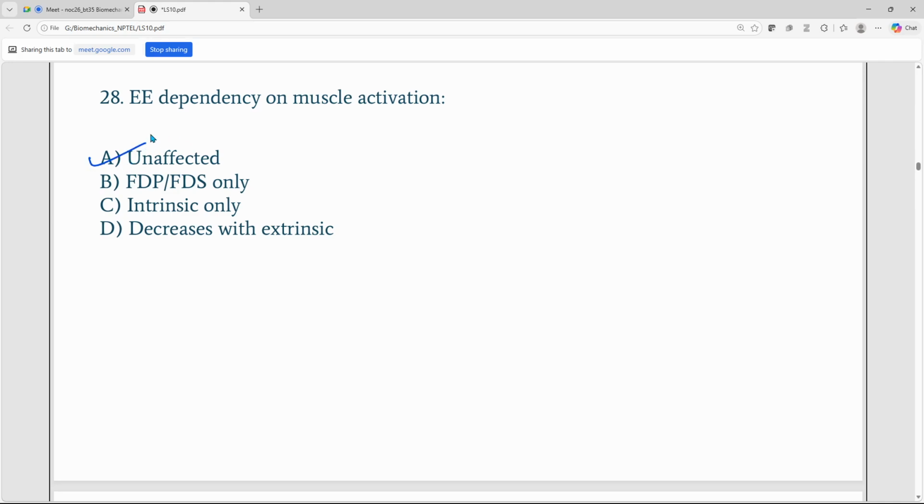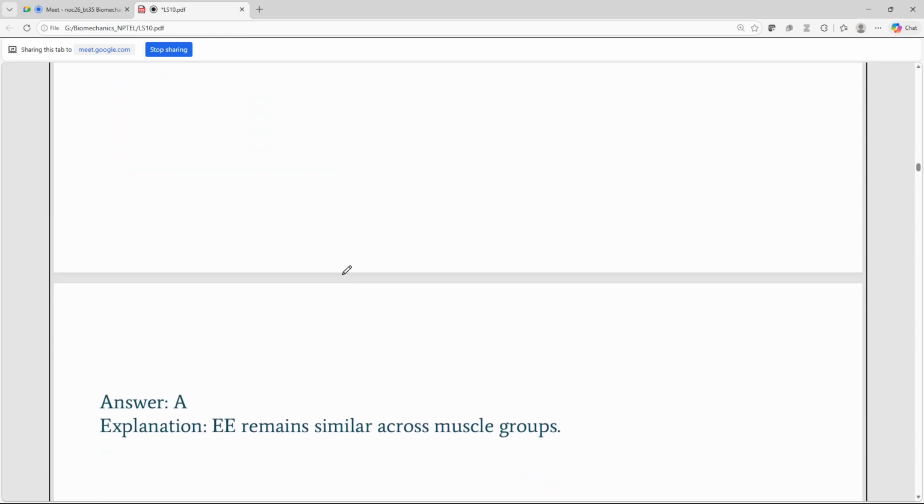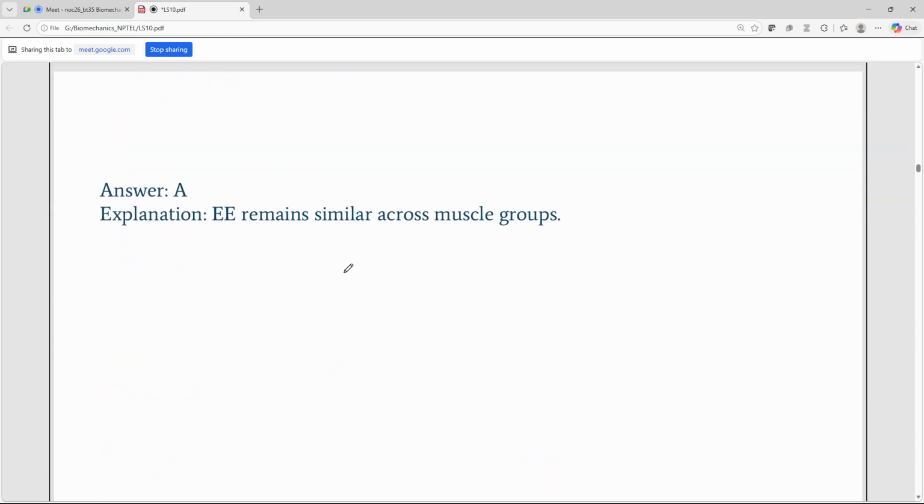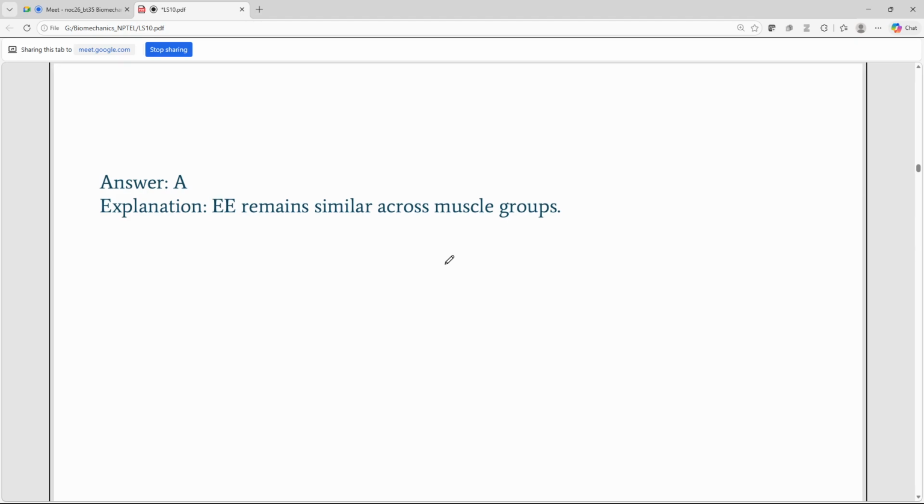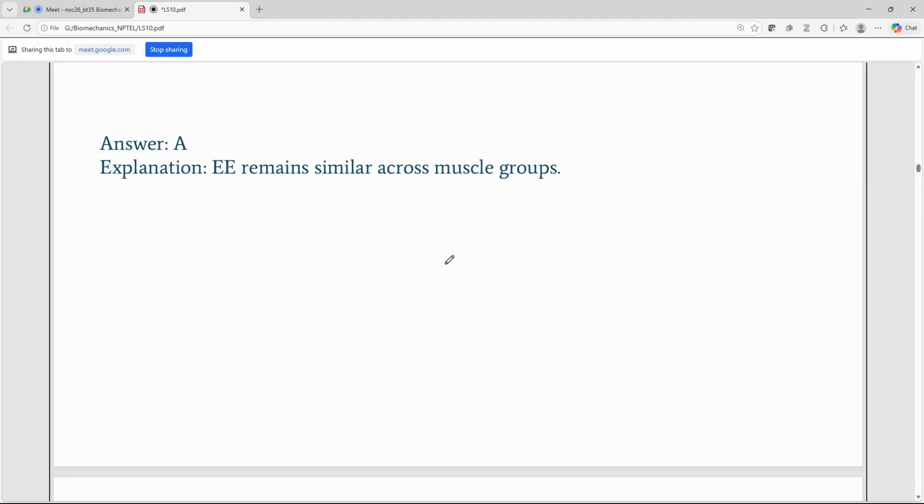Answer is option A, unaffected. It is unaffected by which muscle groups are activated. It remains similar across the muscle groups. Answer is option A.